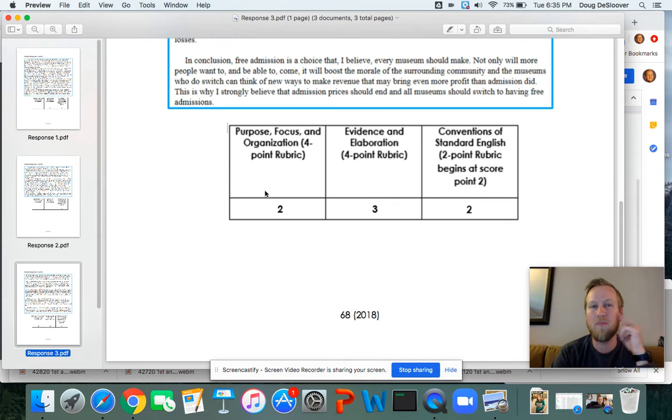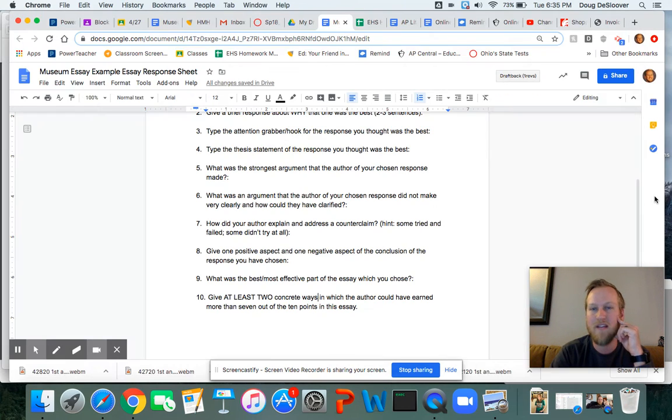So that might be a good place to look when you're going to answer number 10, and give, again, 2 concrete ways. Don't just say they could have improved their evidence. Tell me where they could have improved their evidence. Don't say they could have improved their structure. Show me how they could have, or tell me how they could have improved their structure. All right, so 2 concrete ways. So tell me exactly what they could have done better to earn more than 7 out of 10. Again, the reminder here is this is evaluation, right? This is looking at how someone else does something, judging how they did it, and using that learning to then help your own writing.